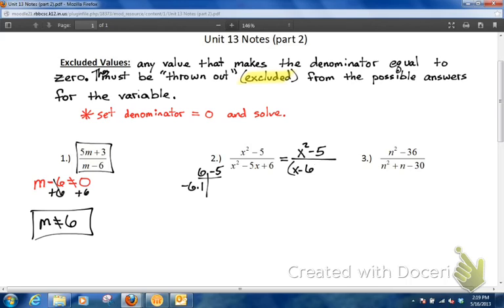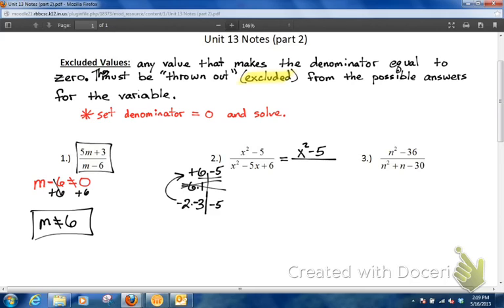Oh, wait, no, I lied. That's not going to work. Negative 6 and 1 will not make a positive 6. So be careful there. Negative 6 and 1 does not work. What does work? Negative 2 and negative 3. Negative 2 times negative 3 makes positive 6. Negative 2 minus 3 does make negative 5.